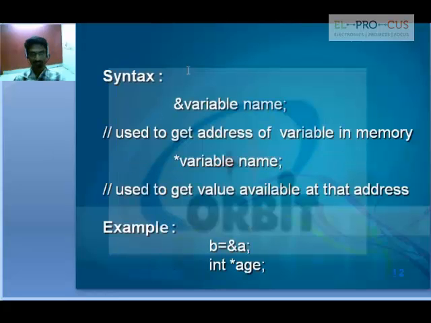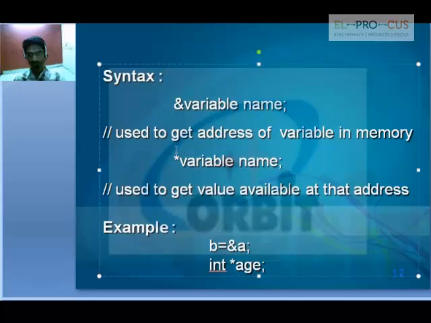Syntax. This is what you need to follow to get the address: ampersand, we call that address of the variable name. It is used to get the address of a variable in memory. Star variable name, this is a pointer, we call it value at that address.